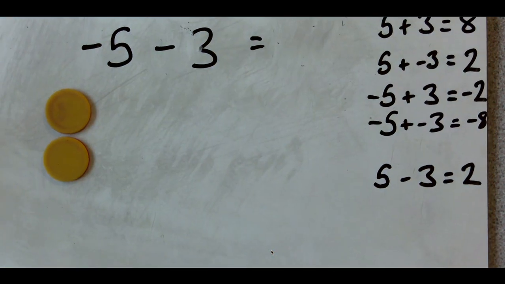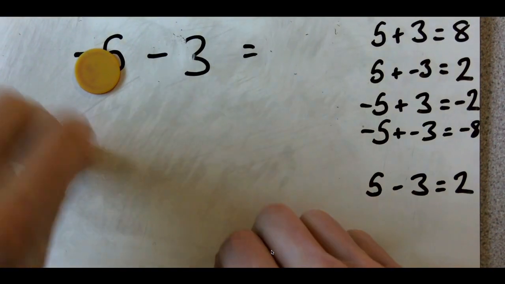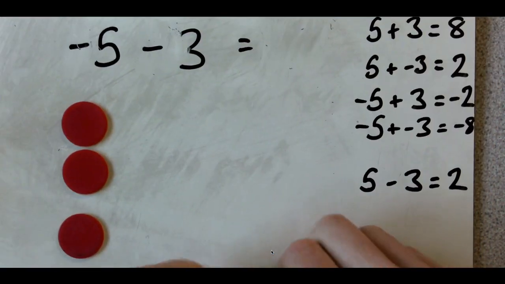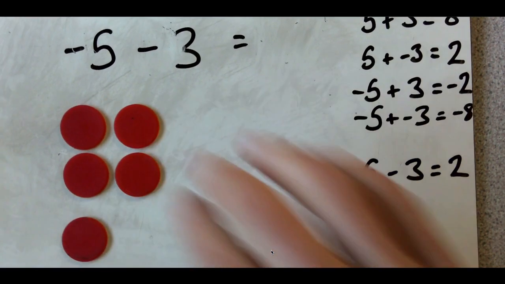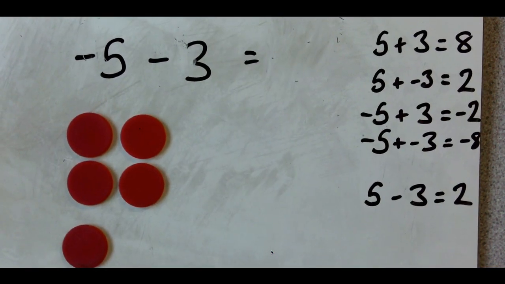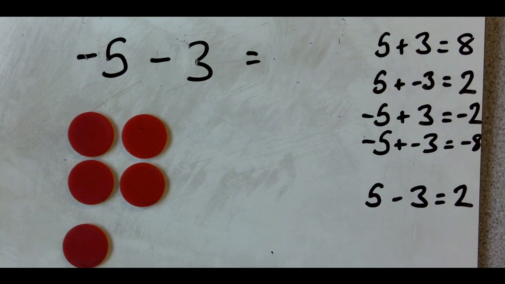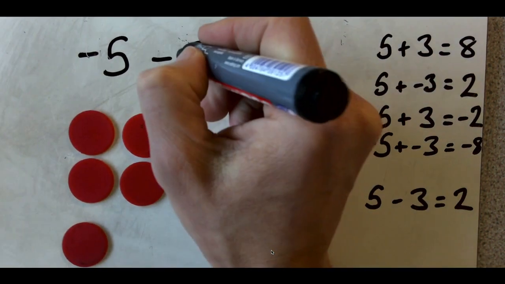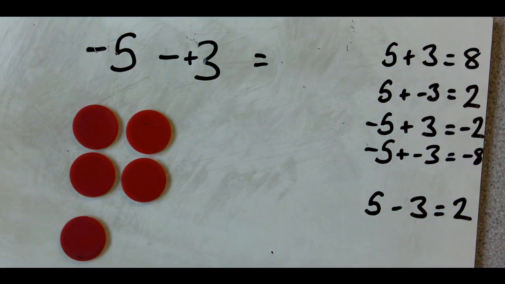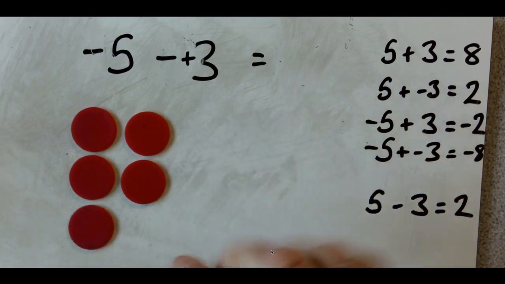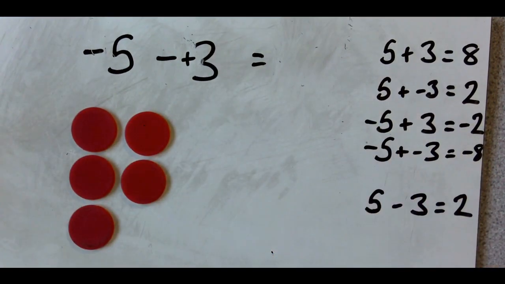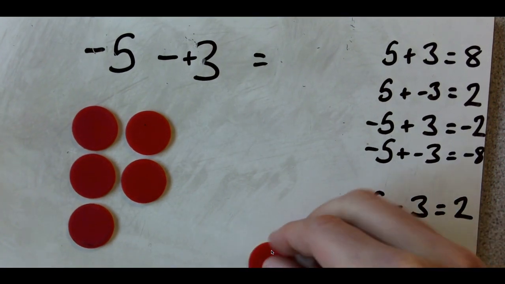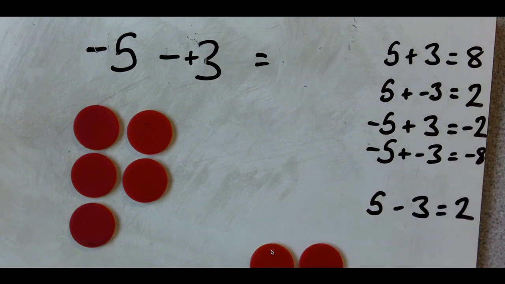If I did negative 5 take away 3, so if I put 5 negatives on, now this is where the problem comes slightly, because what we're trying to do is negative 5 take away positive 3. But I haven't got any positives to take away. I can take away some negatives, but I haven't got any positives. So what I have to do is introduce some zero pairs.